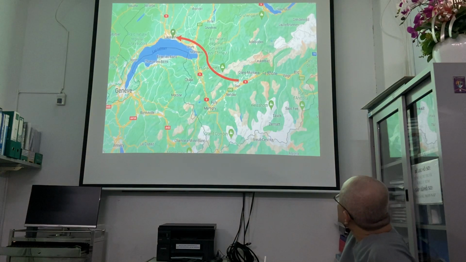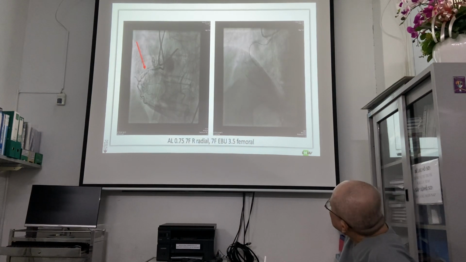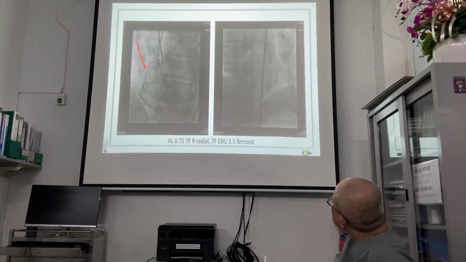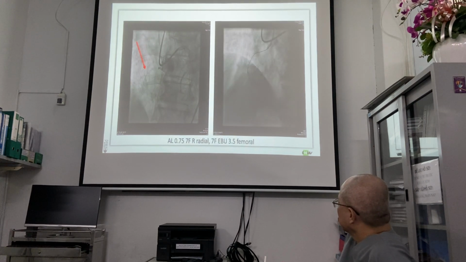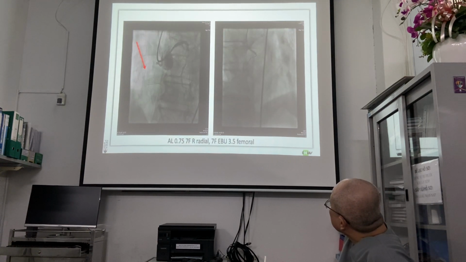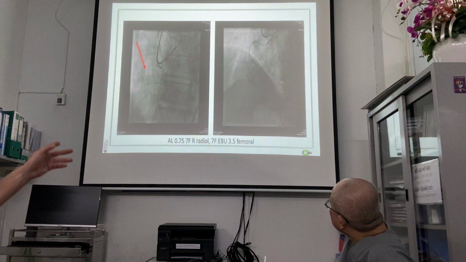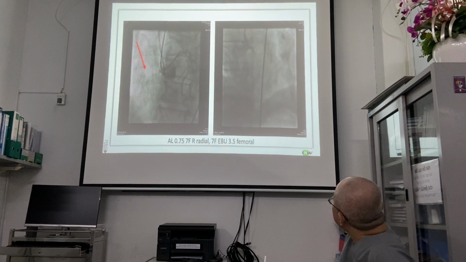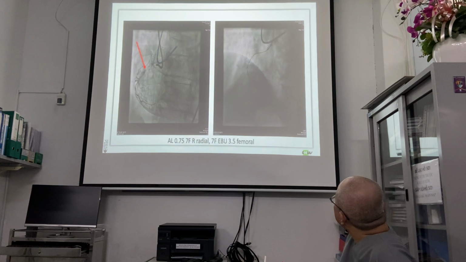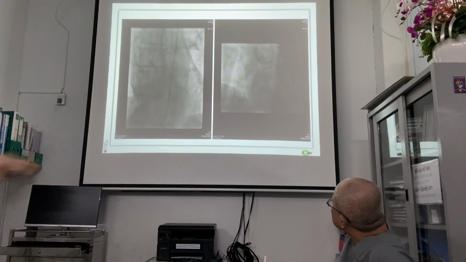So he comes from Sion. It doesn't look that complicated. You have the CTO. We have 2 times 7 French in place, 1 radial, 1 femoral, and you see that the procedure is going quite smooth. But to be short, I think we lost the access several times. Several times we were able to get distal, but then we lost the wires.